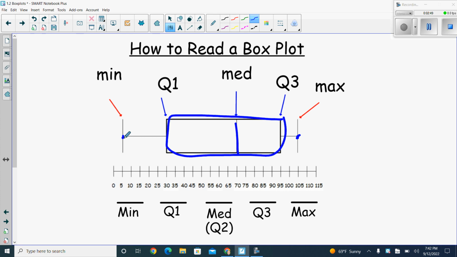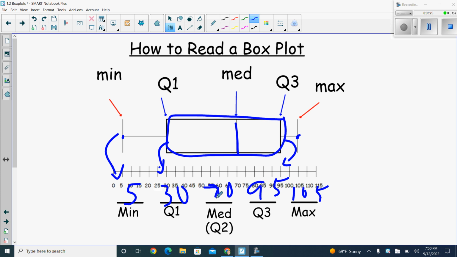So to identify that, if you look directly below that left side whisker, we have a 5. And then up here we have a 105. The median, it looks like it's right above this 70. And then if we look at the Q1, that's going to be right here. We're going to say it's 30. And then down here, 95 for Q3. And that's our 5-number summary.